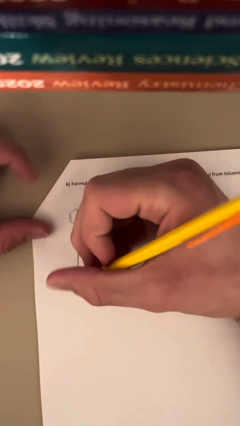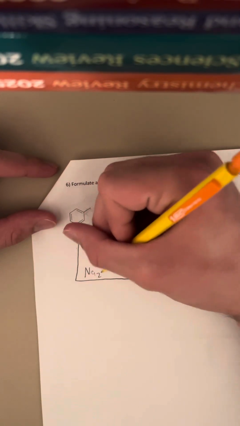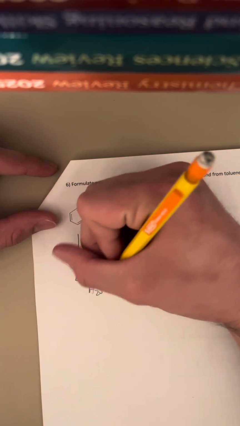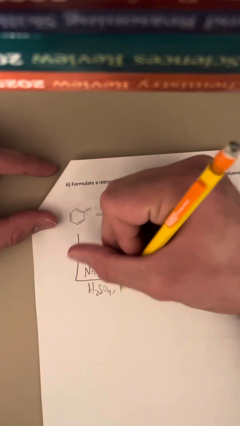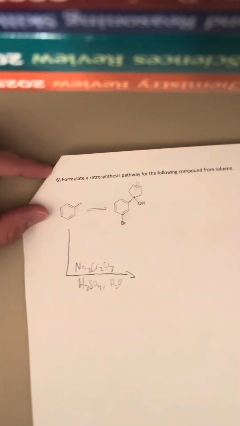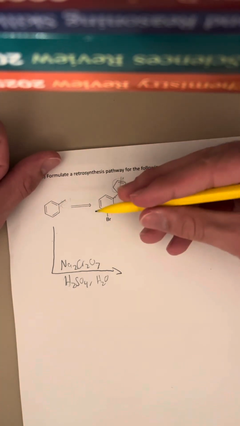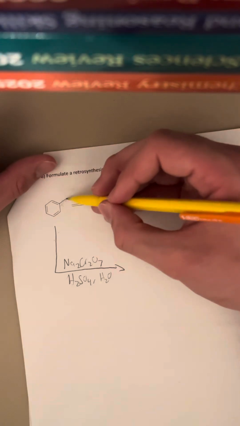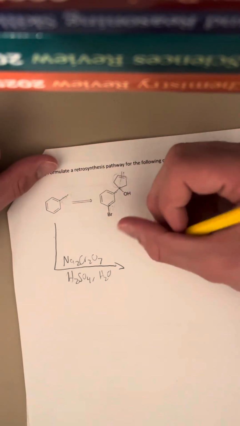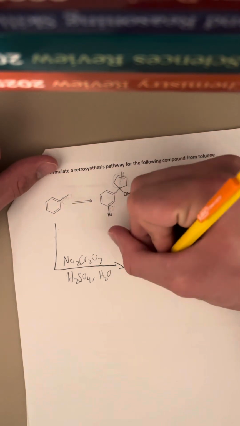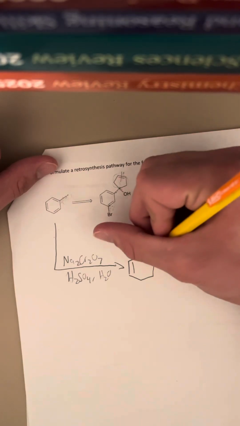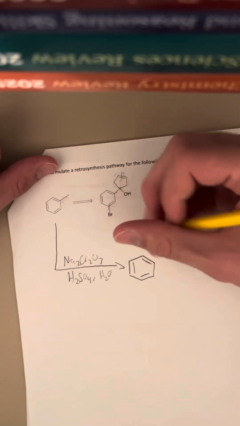Let's oxidize this thing. Let's do sodium dichromate in acidic conditions. So let's add some sulfuric acid, some water, right? Aqueous sulfuric acid to provide for sodium dichromate in acidic conditions. That's a strong oxidizing agent. That's going to oxidize this methyl group all the way to the carboxylic acid. So we'll now get benzoic acid.